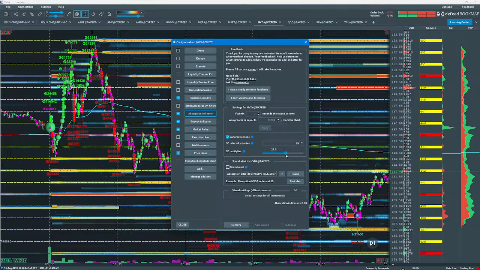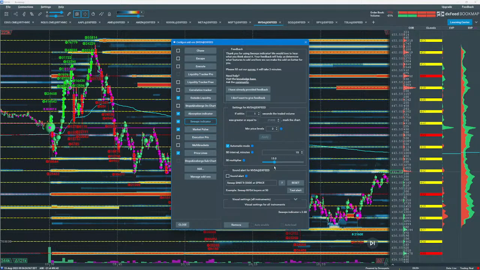So the absorption indicator is showing passive limit orders, absorption, buy and sell. That's shown by the magenta and blue. And then the sweeps indicator, that's what appears to be showing here, is shown with the dark red dots, that's sell sweep, and the bright green dots are buy sweeps. There's just too much here, so I'm going to tone this down. This multiplier I can change so I see less of that. All right, so that helps.